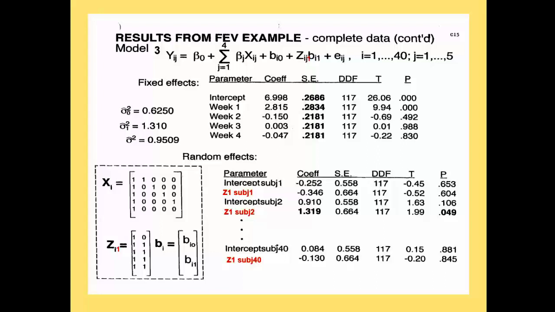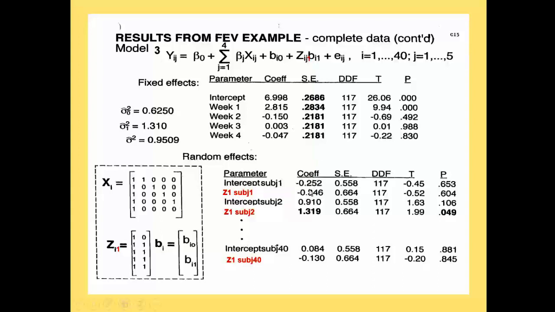Now you notice that when you run this model, you not only get estimates of the betas and their standard errors and all of that, but you also get two estimates here for each subject. Why do you get two estimates? See the minus 0.252 and the minus 0.346?